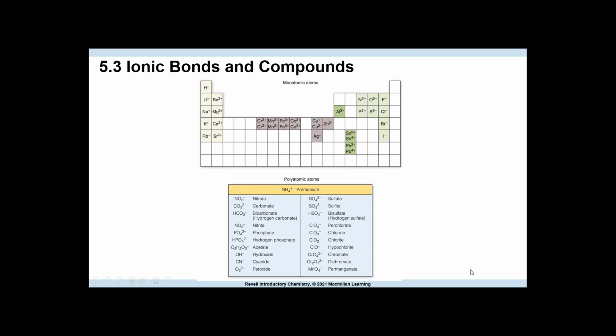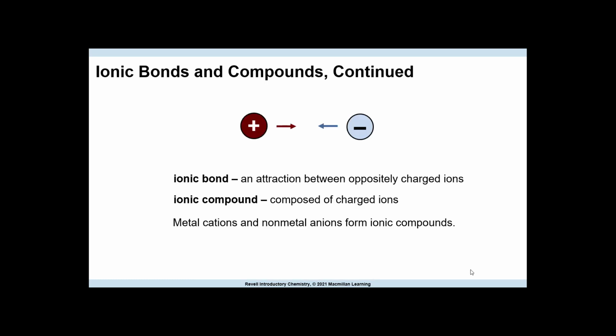So in the last lesson, we introduced the formulas and charges for common mono, which means one atomic, and polyatomic ions. In this section, we're going to look at ionic bonds and compounds and how to write the names and formulas for these compounds. Okay, so ions.